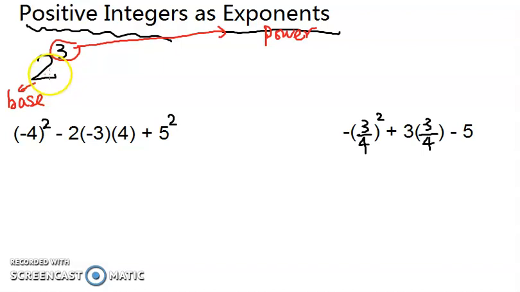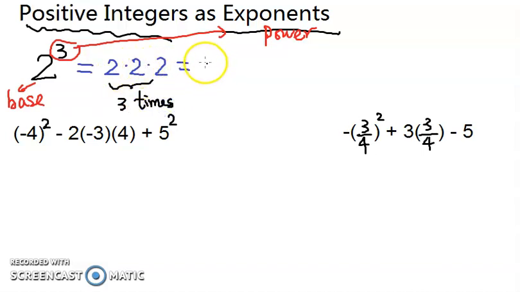So the meaning of 2 to the third is multiplying the base number 2 three times. So 1, 2, 3. If the exponent is a positive integer, then it always means multiplication. The exponent tells us how many times we're going to multiply that number, and the base number tells us which number we're going to multiply. So we're going to get 2 times 2 times 2, which is 4 times 2, that's 8.